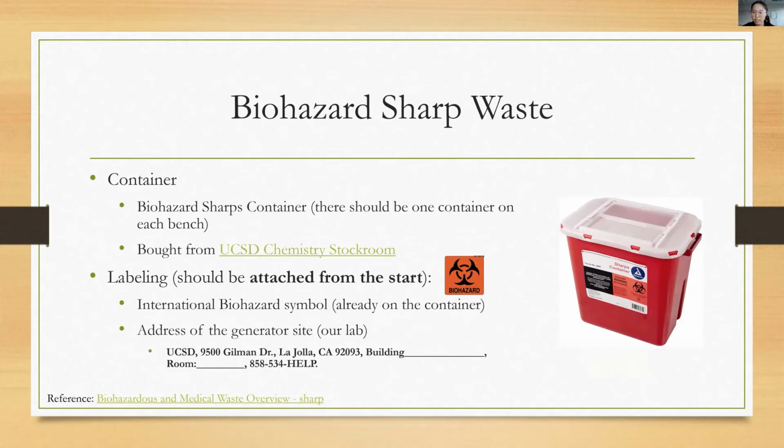For the sharp waste, there's not too much to say, but just notice that besides the biohazard label that is already on the sharp waste container, it also needs to be labeled with our address, which is our room and the UCSD campus. This container is also a one-time use container, so do not try to recycle it. When it is filled, just take it down to the waste container shed and buy a new one from the UCSD chemical stock room.